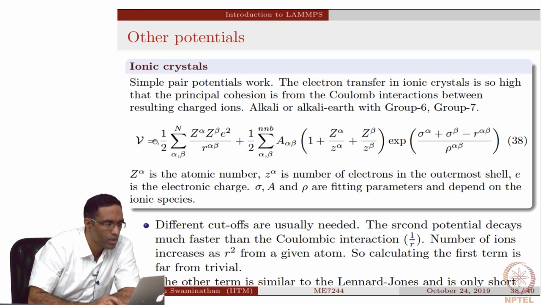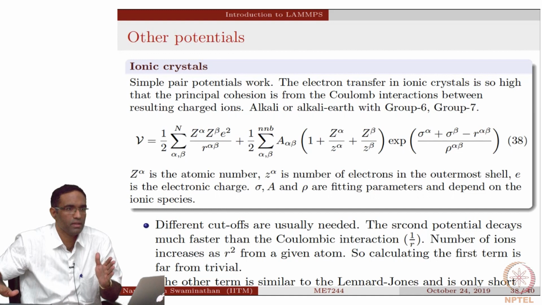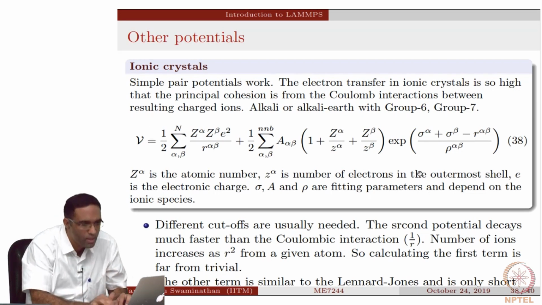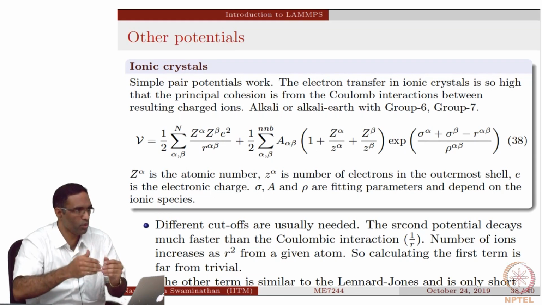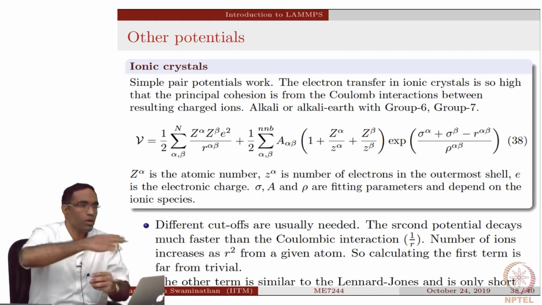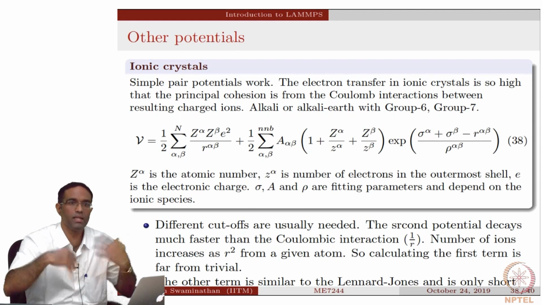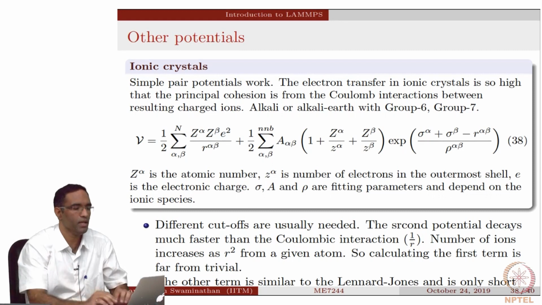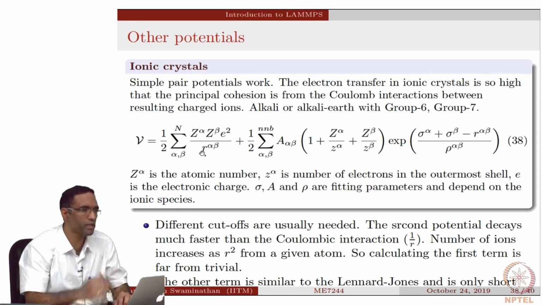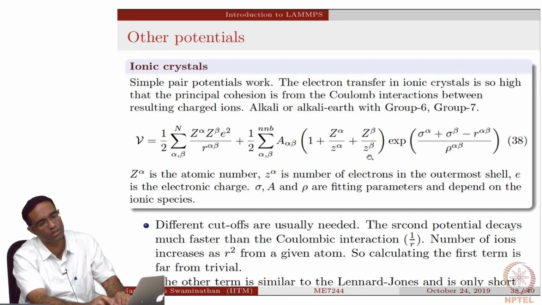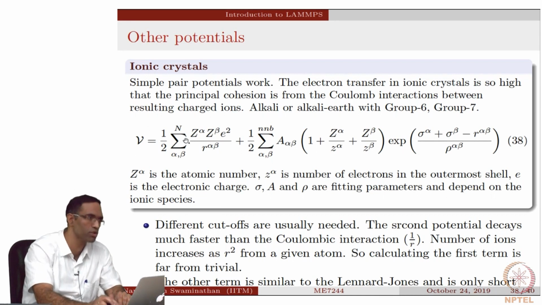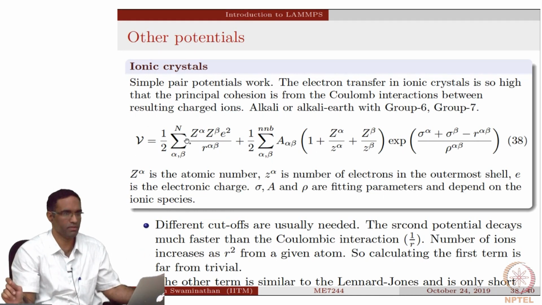However, this one is not like that. This actually has a 1 over r decay, right? It has a 1 over r decay, which is much slower than this. And as you increase r, as you go far away from a given atom, the total number of atoms that you have to consider increases as r square, right? So this component of the interatomic potential is extremely tricky, and the cutoff that you have to give for this interatomic potential and this interatomic potential can actually be different, right?